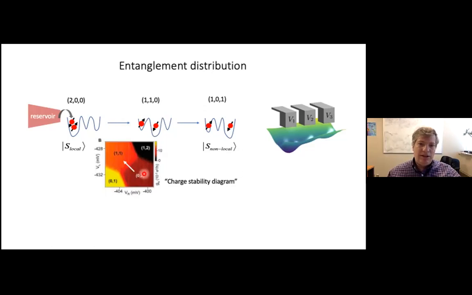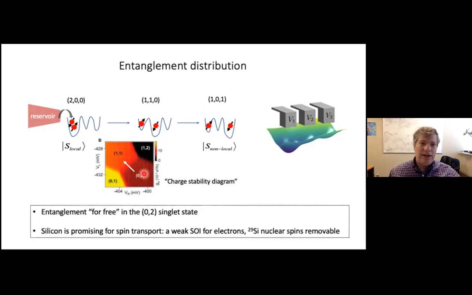Now, for electrons in silicon, the spin-orbit interaction is weak. And assuming the nuclear spins are removed as well, as I mentioned before, then it may indeed be possible to achieve coherent spin transport over micron scale distances. This is still a bit of an open question.